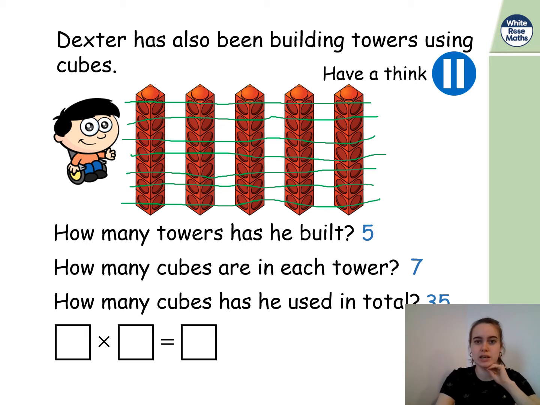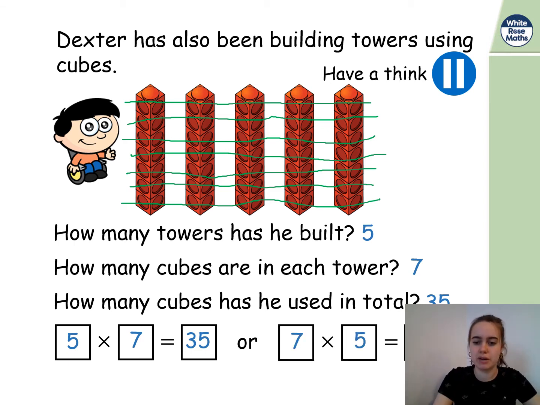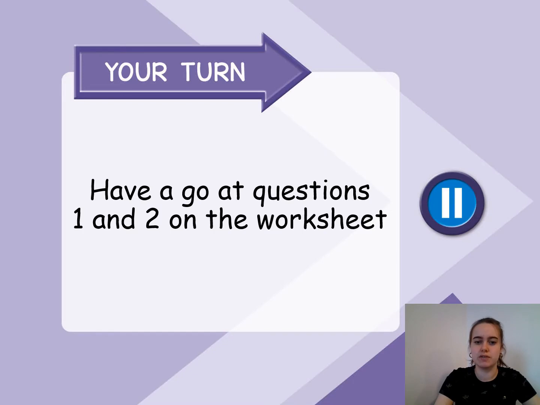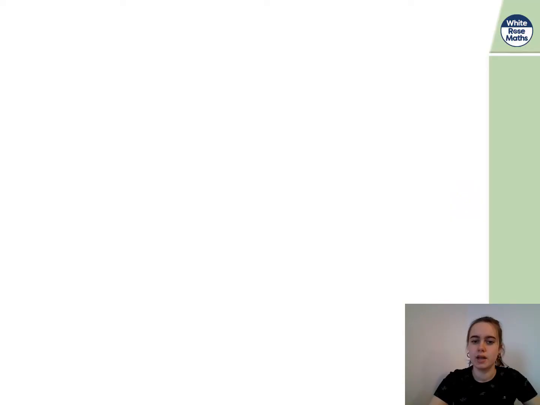And we could write that down as a multiplication sentence. 5 multiplied by 7 equals 35. Or, remember, we can switch them around. 7 multiplied by 5 equals 35. So you can pause the video now if you'd like and have a go at questions 1 and 2 on your worksheet. Or you can finish the video and then have a go.